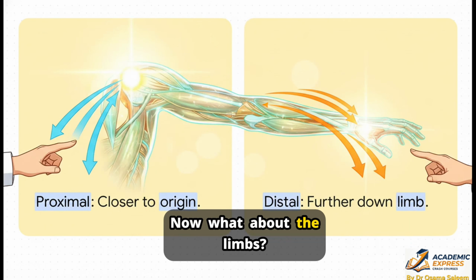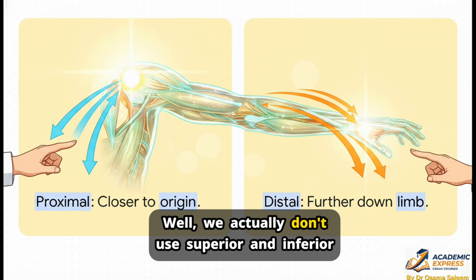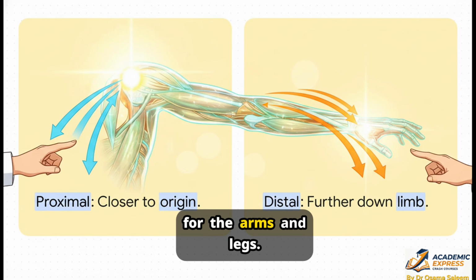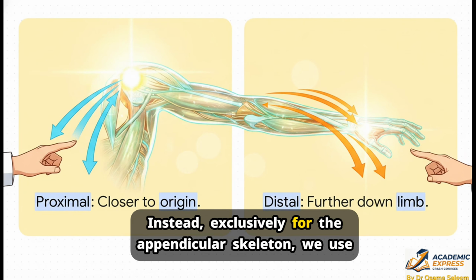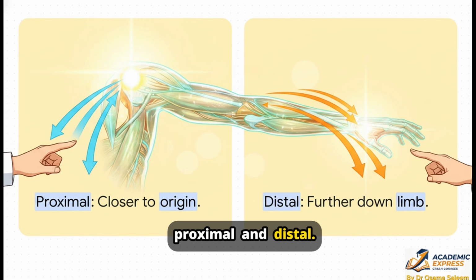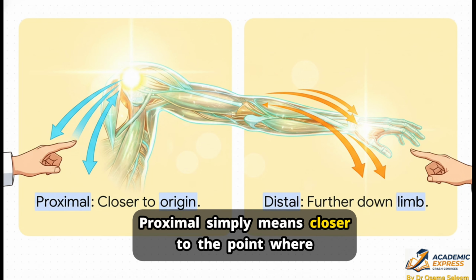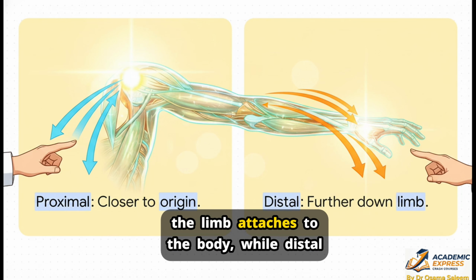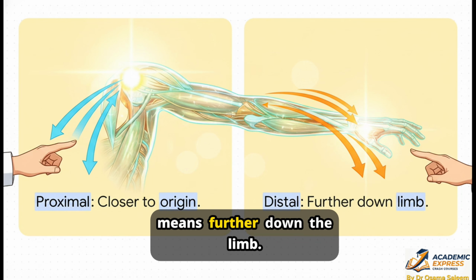Now, what about the limbs? Well, we actually don't use superior and inferior for the arms and legs. Instead, exclusively for the appendicular skeleton, we use proximal and distal. Proximal simply means closer to the point where the limb attaches to the body, while distal means further down the limb.